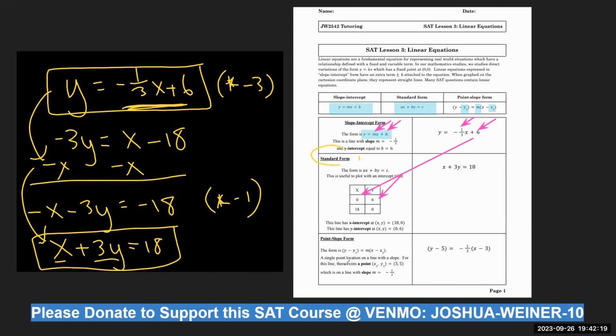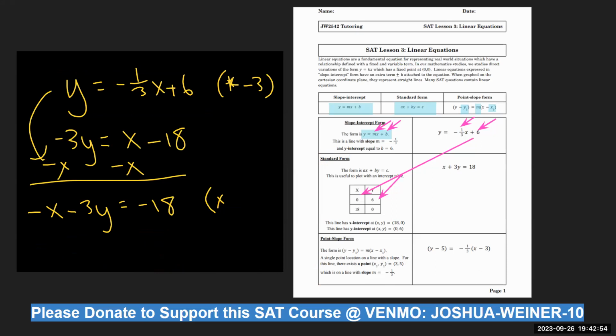The other thing is that sometimes you're given the slope and a point that's part of the line. Here in the third example on the SAT is point slope form. And here the form is y minus y1 equals m times x minus x1. A single point location on a line with a slope. For this line, there exists a point x1, y1 equals 3, 5, which is on a line with slope -1/3. So we want to represent that now using a point slope form.